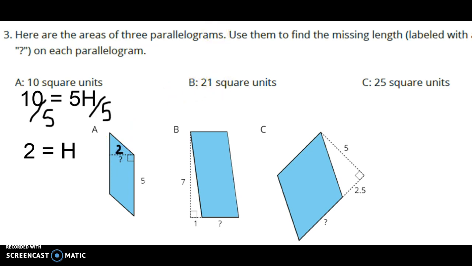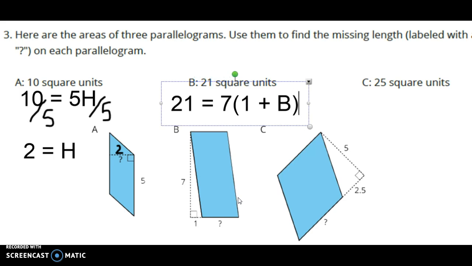Okay, let's do one more all together. For B, I am given my area as 21. So I know that 21 is going to equal my base times my height. Now, this one is a little bit tricky because my base is actually 1 plus something else times my height. So I'm going to start with my height, and then I have to say 1 plus my base.